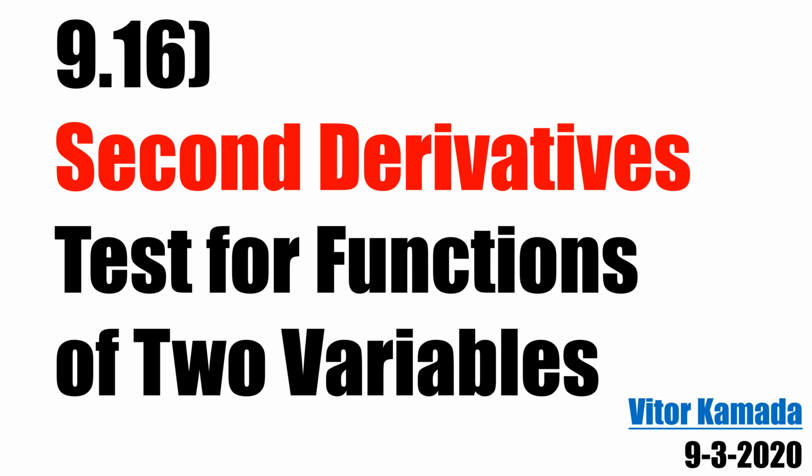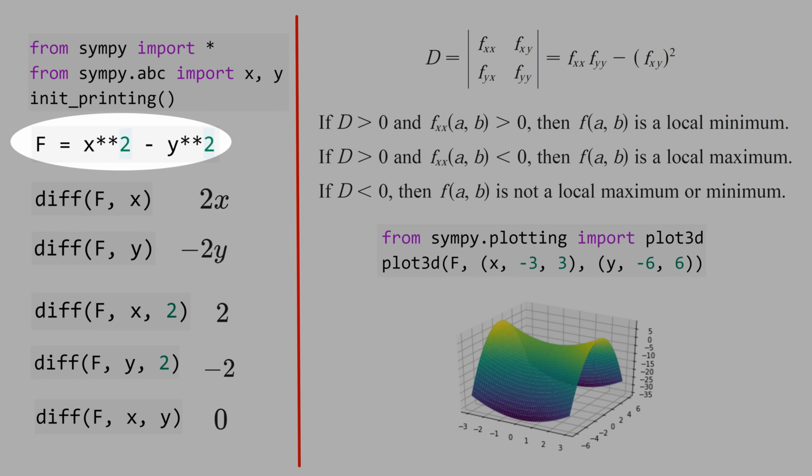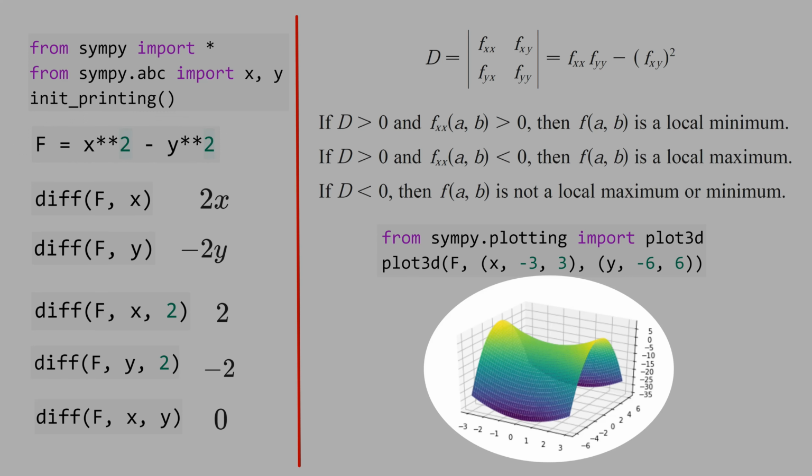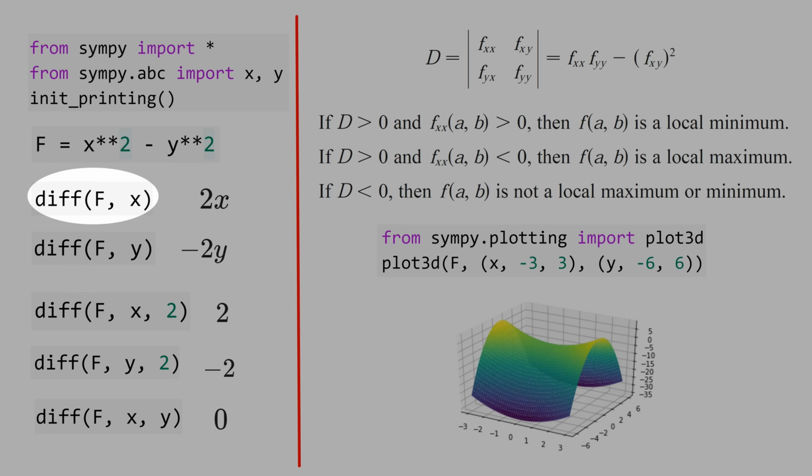Let's learn how to use second derivatives to figure out if we have a local minimum or local maximum, or neither. Let's work with the function x squared minus y squared. That is the chart here. The first derivative in terms of x is 2x, and the first derivative in respect of y is minus 2y.